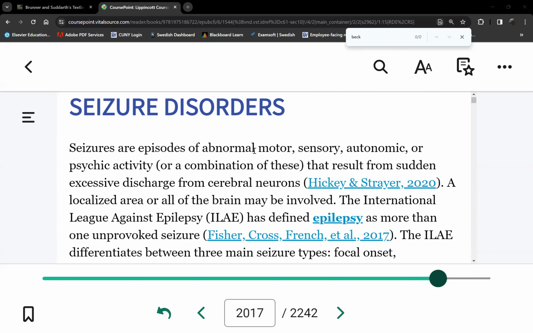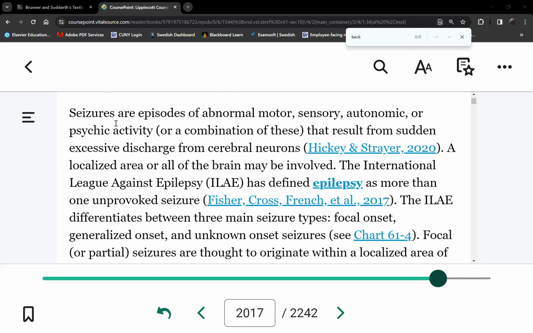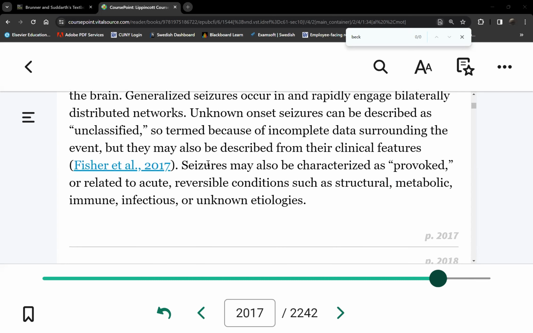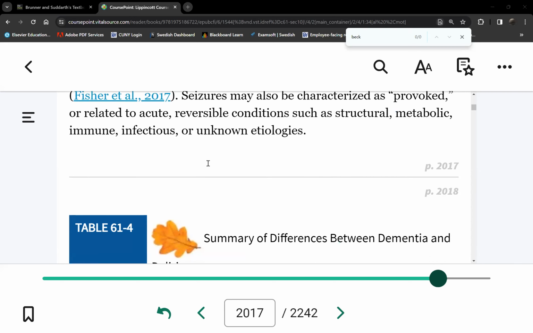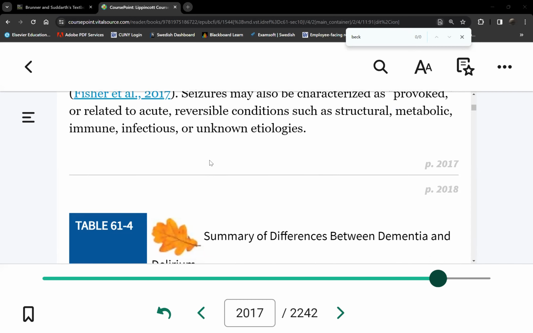For seizure disorders, there are two here. This is the description. So it's characterized by abnormal motor, sensory, autonomic, or psychic activity. Since there are different types of seizures, the manifestations depend on which type of seizure it is.